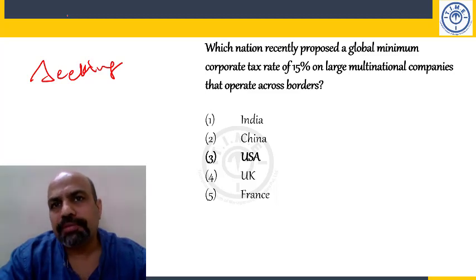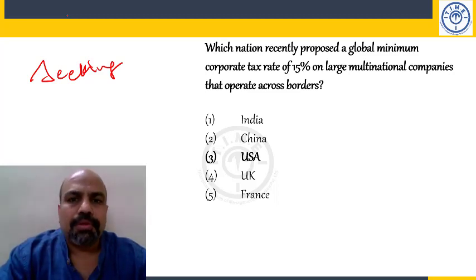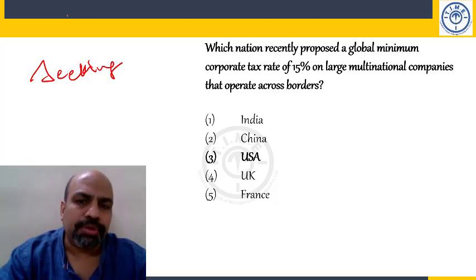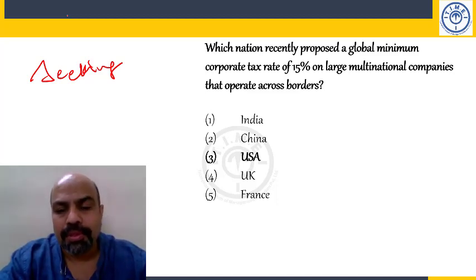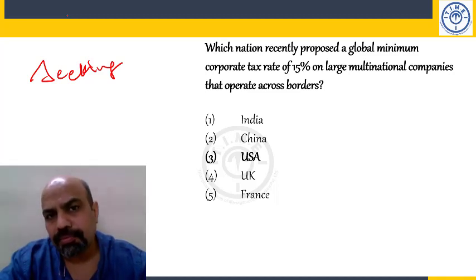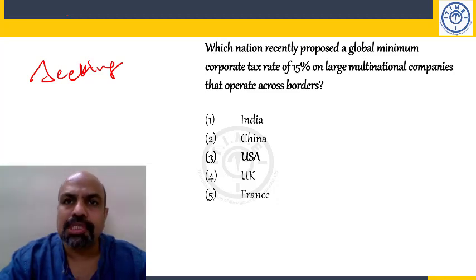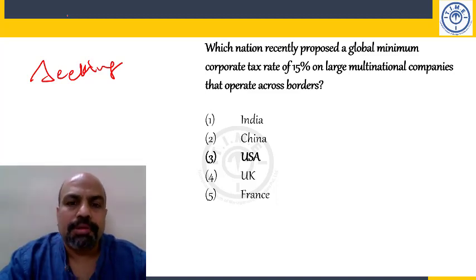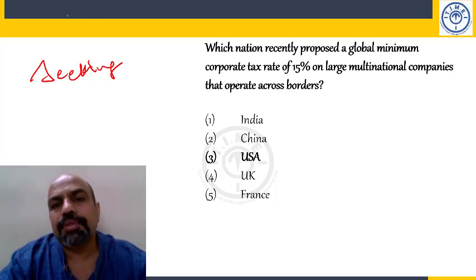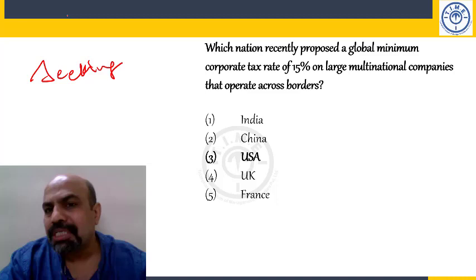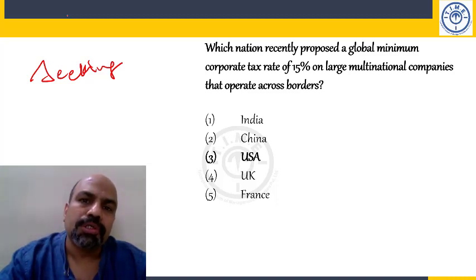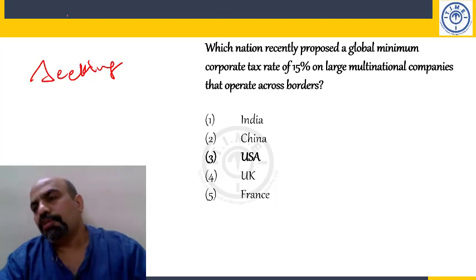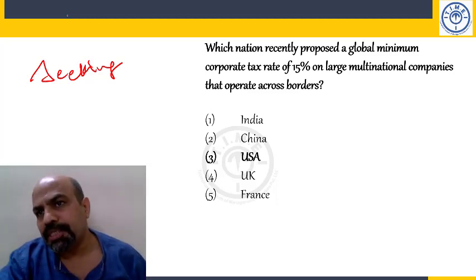Next point. It is also seeking to raise the corporate tax on domestic companies, on US domestic companies, from the current 21% to 28%.